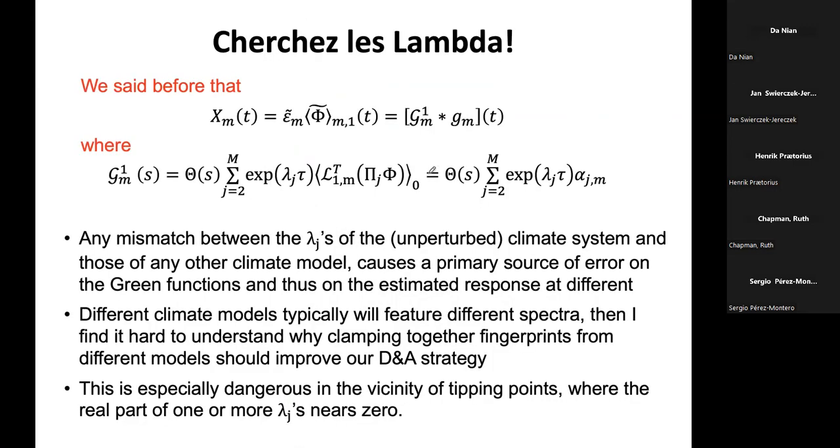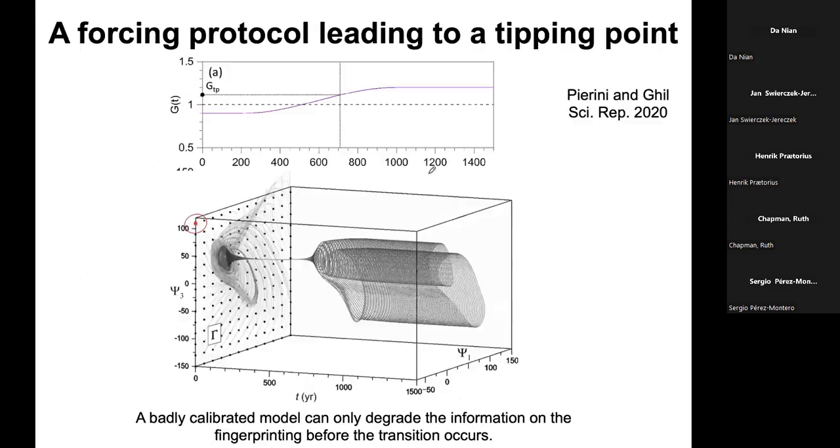The problem becomes even more serious if I am getting close to a tipping point, because if I am close to a tipping point, either in the real world or in one model, one of these lambdas will have a real part close to 0, and the others won't. So if I mix together models that are close to tipping points and models that are far from a tipping point, I get information that is neither good for being close to a tipping point nor for being far from one, because I will get extremely heterogeneous behavior. A badly calibrated model, in that sense, will only degrade the information if I am trying to do optimal fingerprinting, so I am trying to study climate change next to a critical transition. Okay, I'm done. Thank you very much.